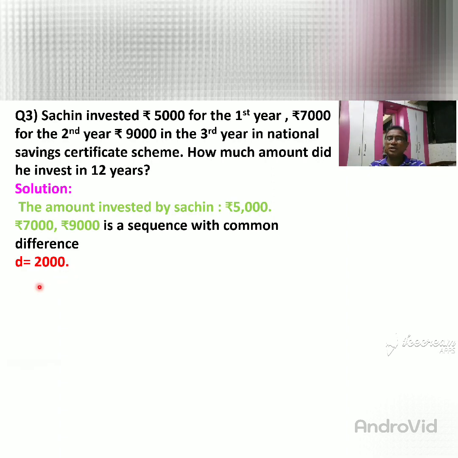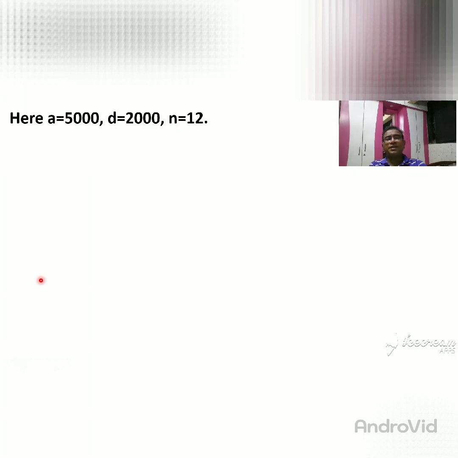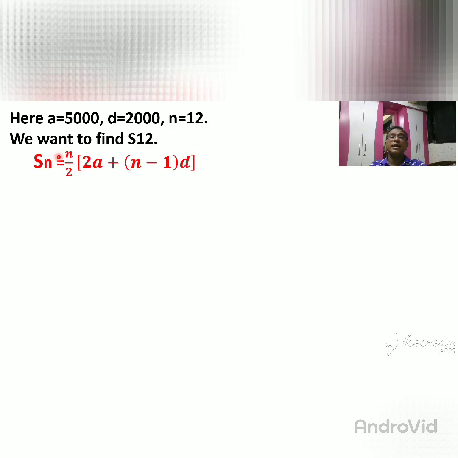Then we have to find out the total, so we use the Sn formula. Here it is written a is equal to 5000, d is equal to 2000, n is equal to 12. In 12 years, how much is he saving? We must find S12. If you want to find S12, you use the Sn formula. See, this is the Sn formula: Sn is equal to n upon 2 into 2a plus n minus 1 into d. Here n is equal to 12.